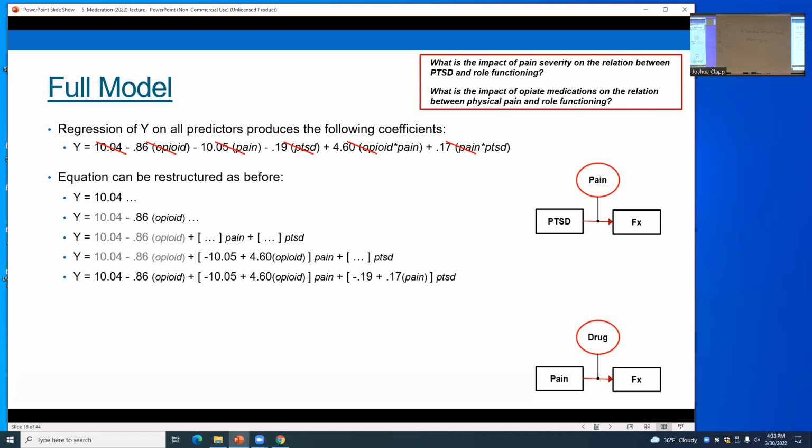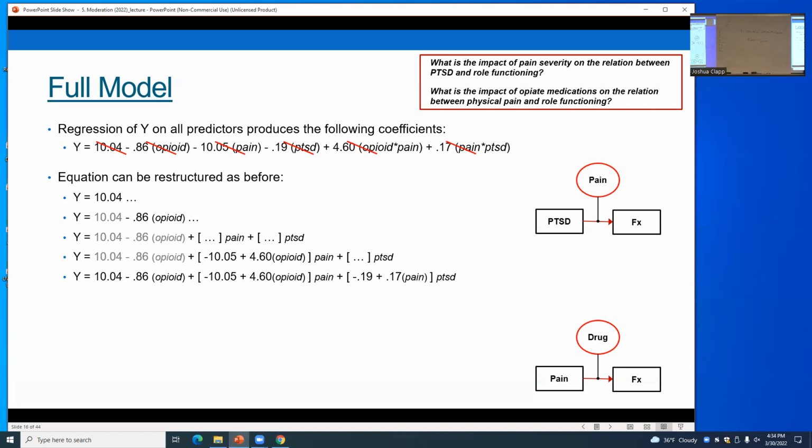And so what we do when we start doing this is, you can see from an equation standpoint that the coefficient for PTSD is dependent on pain. The coefficient for pain is dependent on opiate use. Now we can go through and switch this around. I could restructure this so I'm looking at the extent to which pain severity impacts the relation between opiate use and outcome, but then I can change the way I restructure it. It'll still end up with an equivalent model, but it'll look different. And so this starts to become important in setting up for simple slopes.